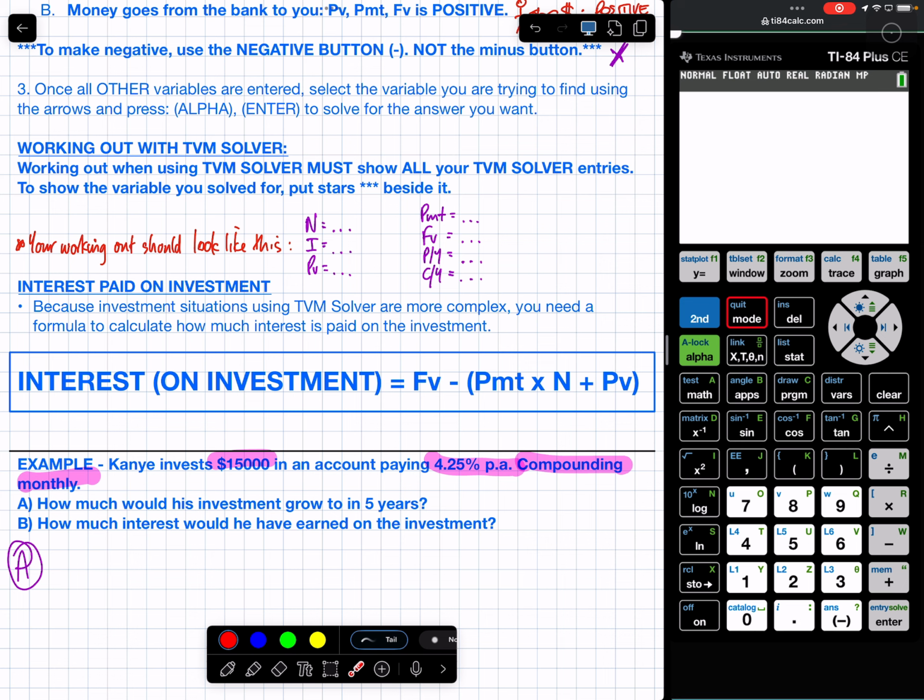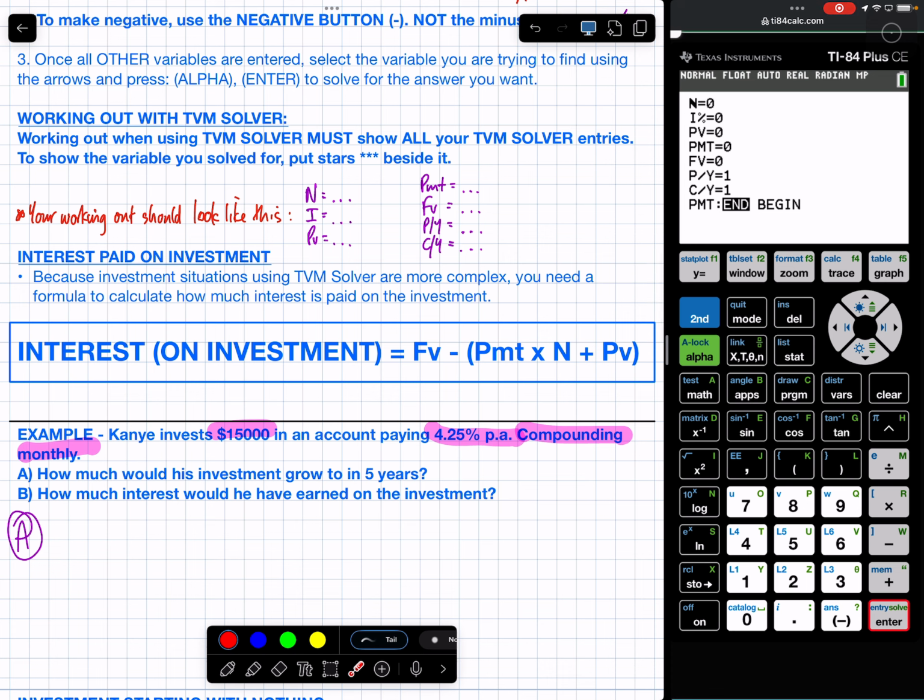How do I open TVM Solver? Can you remind me? I just turned the calculator on. What do I press? Apps? TVM? Good. So what is the information in the question? Kanye invests 15 grand. So what's his principal? What's the starting amount? 15 grand. He's putting that 15 grand from his pocket into the bank.